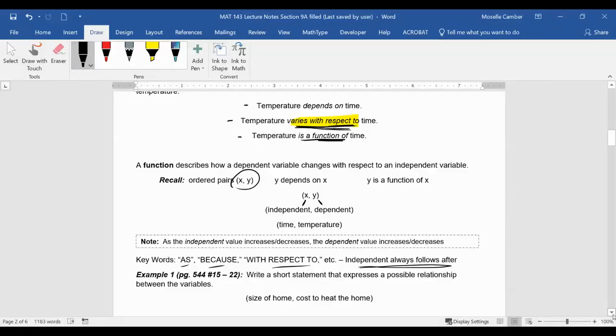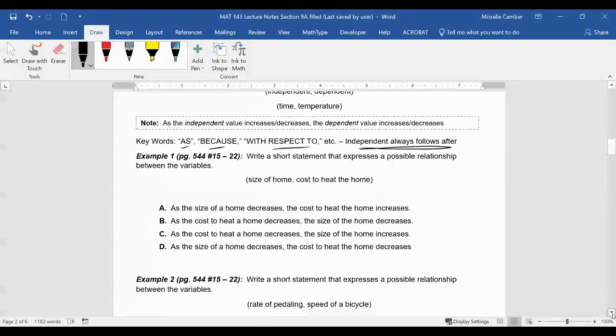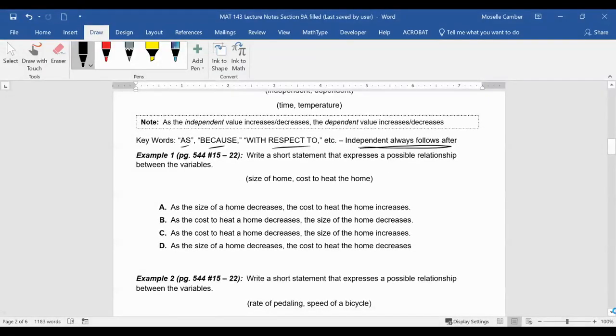So, looking at an example, we're going to write a short statement that expresses a possible relationship between the variables of size of home and the cost to heat the home. So you need to know, okay, we have size and cost, which one depends on the other? Does the size of the home determine the cost, or does the cost determine the size? Well, we can look at the multiple choice here. If you're not sure exactly what it is, we can write out these sentences to see which one makes sense. So we have a bunch of different options here.